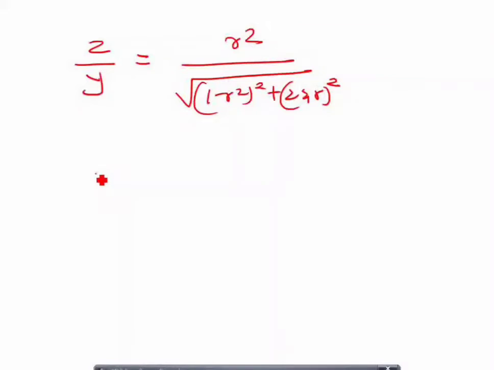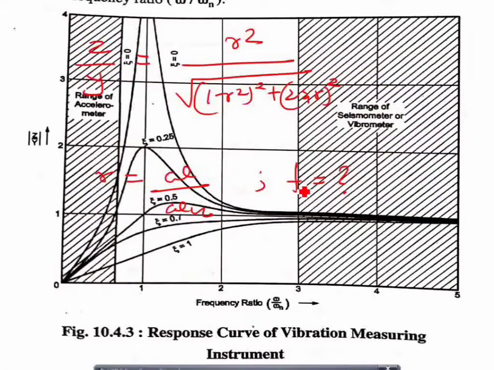So from this you will calculate the value of r, which is equal to omega upon omega n, and from this we know what omega n is. If we get r, I can easily calculate omega, and from omega I can easily compute f, that is the frequency beyond which the amplitude can be measured within 2% error. So first of all, let us understand this graph.